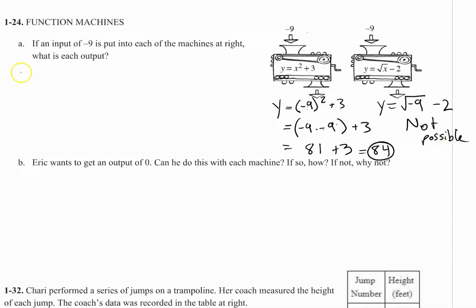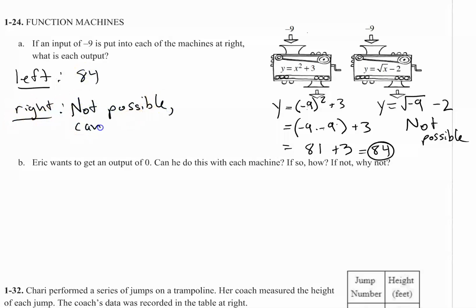So for the one on the left, the output is 84, and the one on the right, not possible. The reason: you can't square root a negative number. That is not allowed. Can't square root a negative number. Alright, so that's A. You can try B.